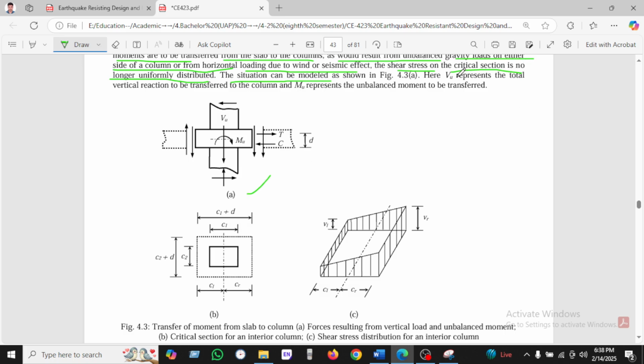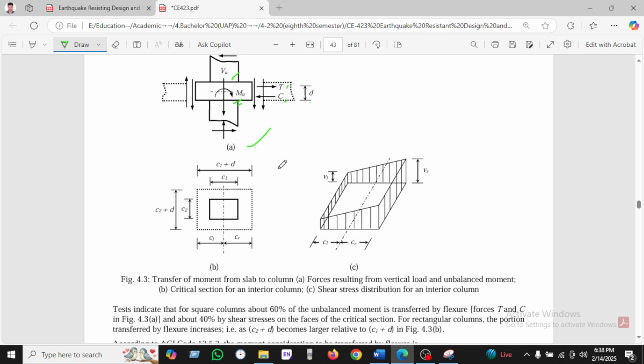This is the figure 1. V represents the total vertical reaction transferred to the column, and Mu represents the unbalanced moment to be transferred. So this is the shear. We see the total vertical reaction has been given, and M is the unbalanced moment. Here is the unbalanced moment. This is the tension and compression and depth. So the zone will be C plus d. This is very important. So C2 plus d is the punching zone we know. Here is the b1 and b2, and C1 and C2.